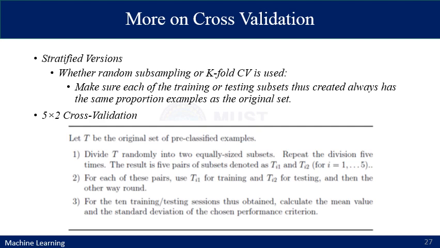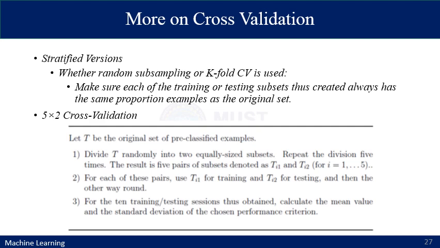So there are some more concepts about cross-validation, and one of the significant ones is the stratified version. For example, some datasets may require you to have an equal proportion of examples in the main training set and the subsets as well. So whether you choose random subsampling, KFold cross-validation or leave one out cross-validation, make sure each of the training or testing subsets thus created always has the same proportion of examples as the original set.